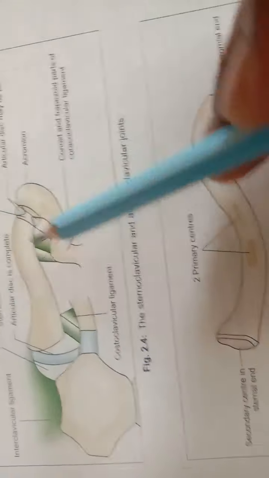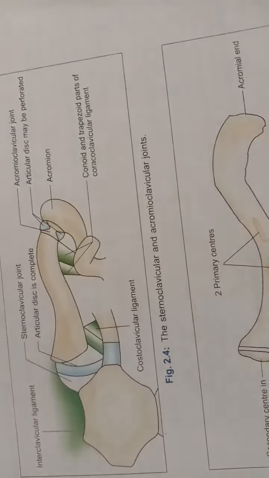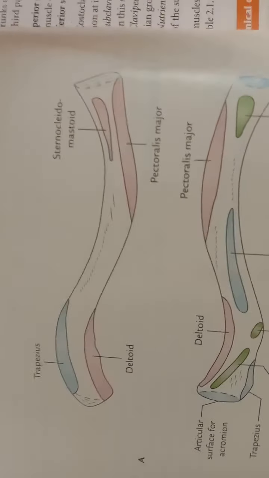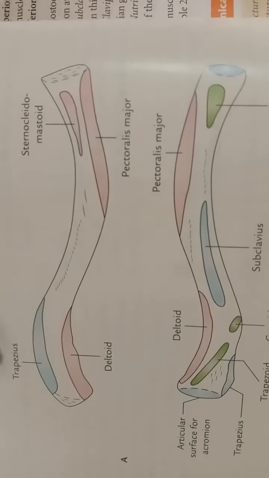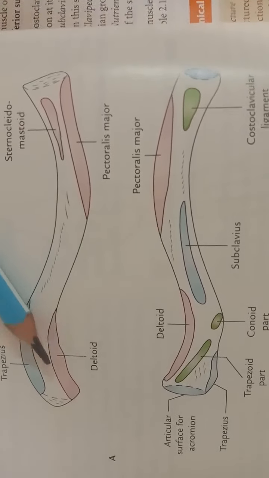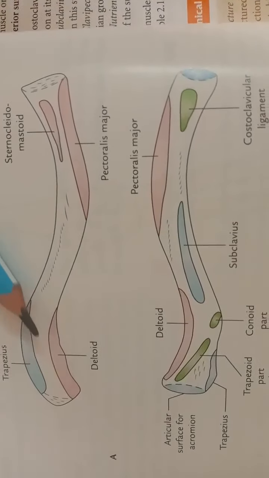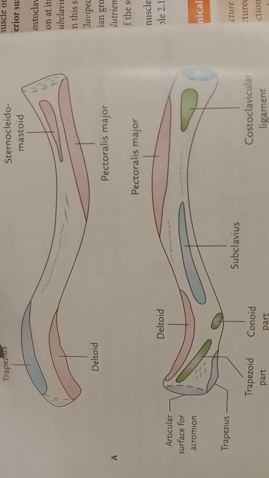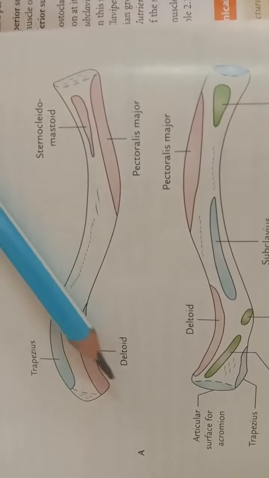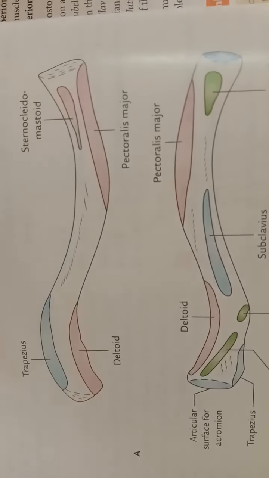Then the lateral 1/3 of the shaft gives the attachment of muscles. For this we have to see another diagram. Here in this diagram you can see the lateral 1/3 of the clavicle. The anterior border gives the origin of the deltoid muscle. The posterior border provides the insertion to the trapezius. The red color shows the origin, and the blue color shows the insertion.